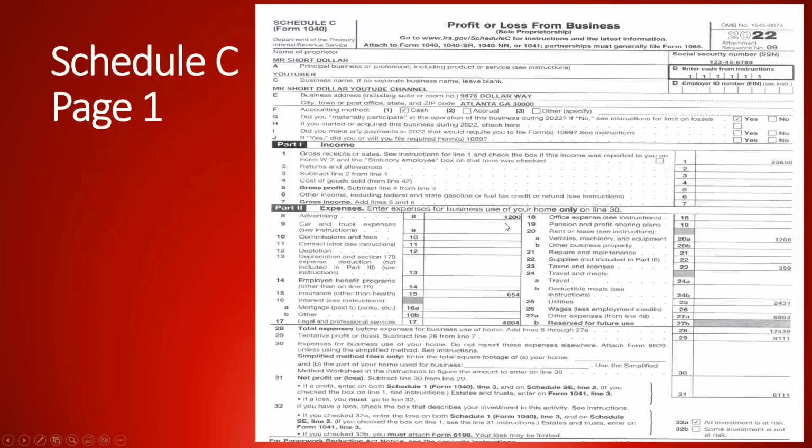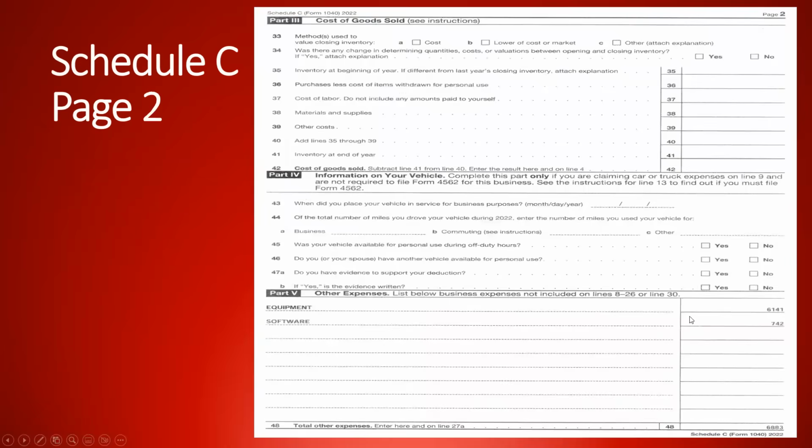Right here in this section, we see some of these different expenses, your advertising being $1,200, insurance $654, legal expenses. You see these different expenses listed here, and you have a section for other expenses right here. If you look on this next page, this is page 2, you see that section where we'll talk about cost of goods sold. They look at pretty much what your inventory was at the beginning of the year, what you put in purchases, purchases less cost, anything that would add to it, cost of labor, material. These are, from an accounting standpoint.